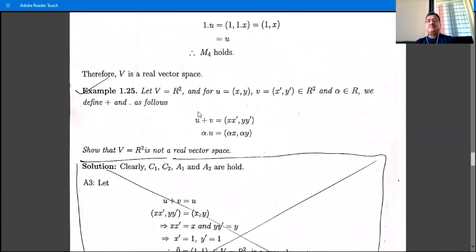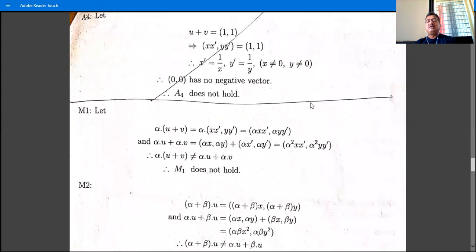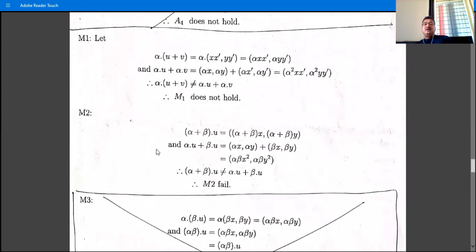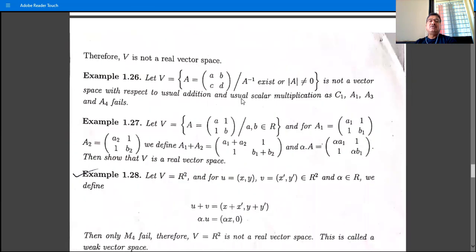Give the counter example. Take alpha as an element, suppose 2, then U bar and V bar as particular elements, and find (alpha plus beta) U bar, alpha (U bar plus V bar) and alpha U bar plus alpha V bar separately, and show these two are not equal.